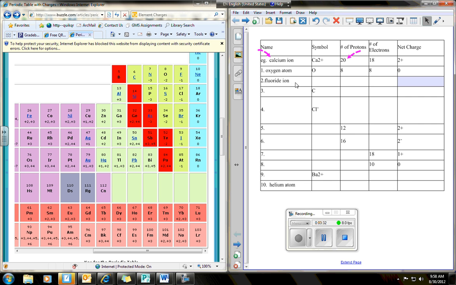Now I'll ask you to complete the table and practice that. And you should be able to understand electrons, neutrons, protons, atomic number, and atomic mass with this.